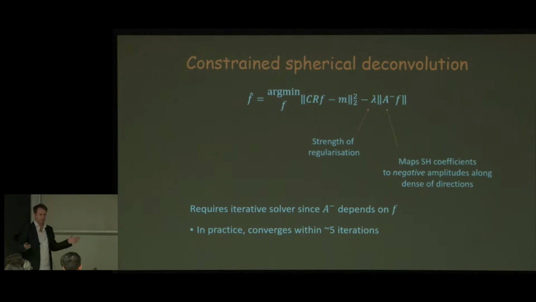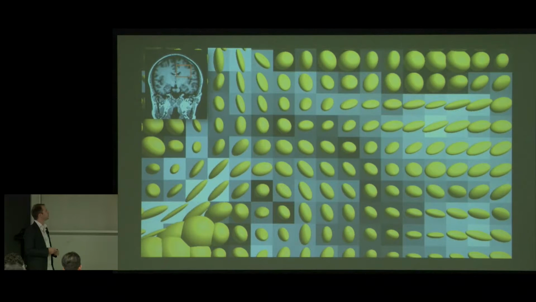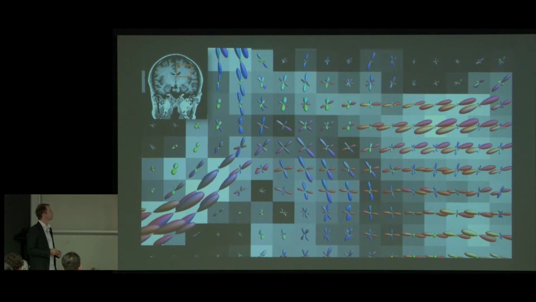So within 5 iterations you've converged, and it's relatively stable. And there's a couple of other bits and pieces that you can do to regularize that a bit further and make it more stable. But basically that's how it works. And it does a pretty good job. So this is tensor in this region of the brain, and this is spherical deconvolution, giving you really radically different information to what you had before.